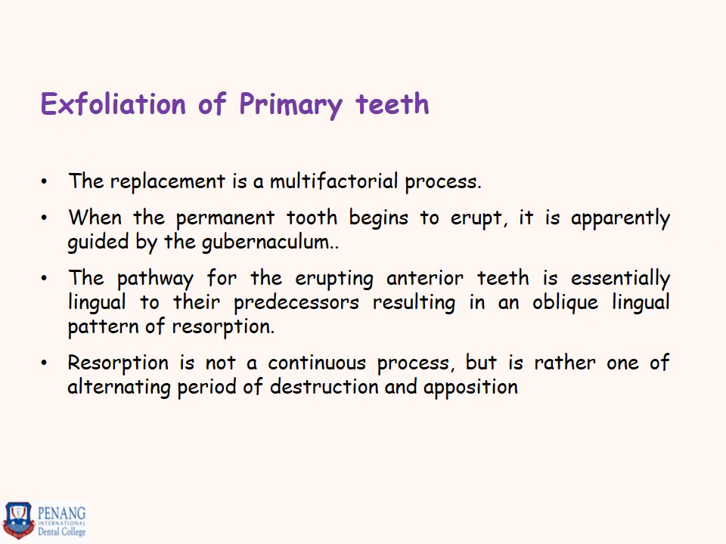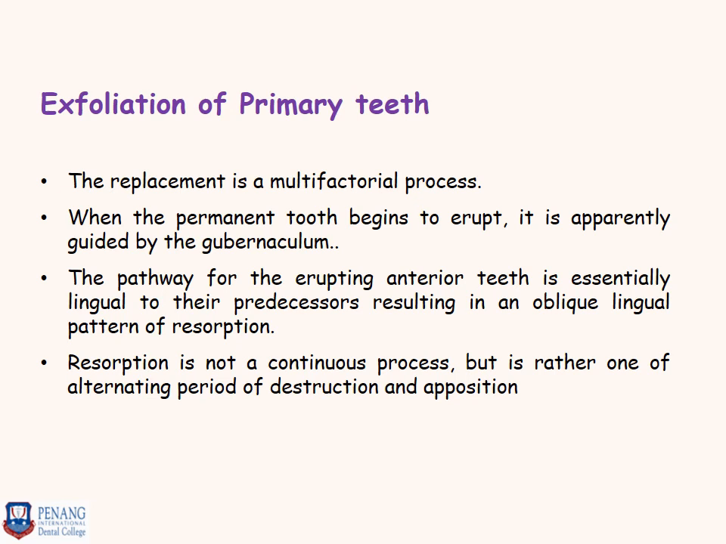Moving on to the exfoliation of primary teeth. So how does that occur? The exfoliation of primary teeth is not a single process, it is a multifactorial process. The exfoliation occurs not only because of the eruption of the permanent tooth, but because of the pressure from the permanent tooth, resorption of the bone occurs, and this helps at the end. The root is completely resorbed, you just have the crown structure which is still intact, or sometimes the permanent tooth pushes the primary tooth out of the socket.